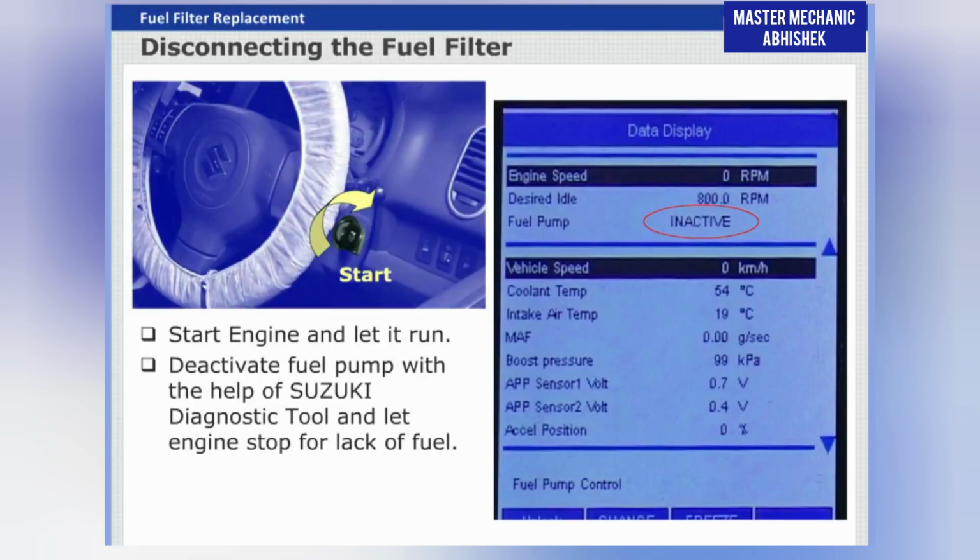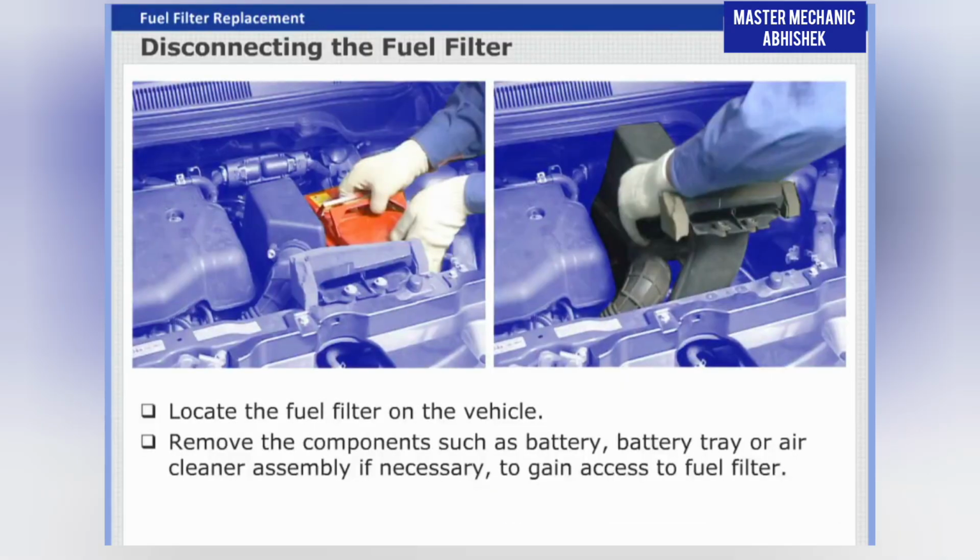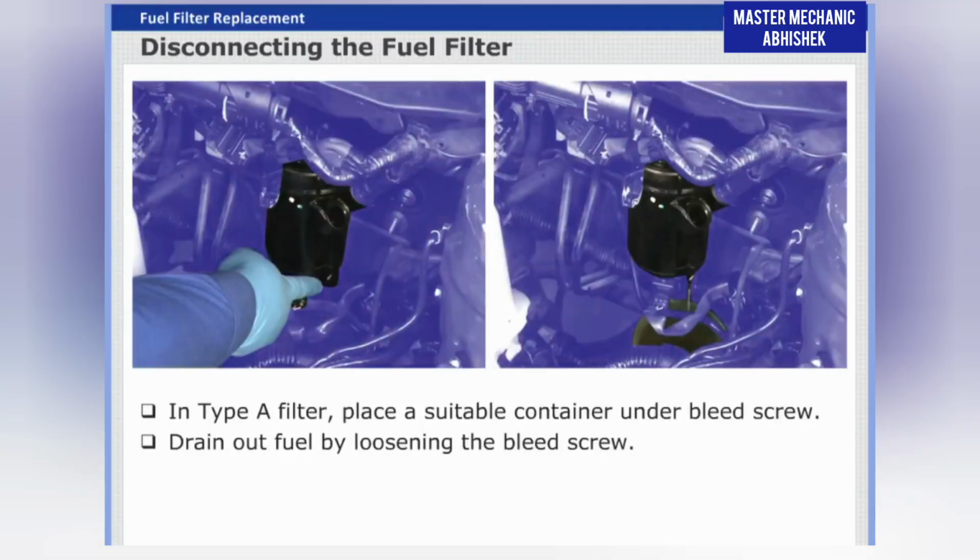Deactivate fuel pump with the help of Suzuki diagnostic tool and let engine stop for lack of fuel. Locate the fuel filter on the vehicle. Remove the components such as battery, battery tray or air cleaner assembly if necessary to gain access to fuel filter. In type A filter, place a suitable container under bleed screw. Drain out fuel by loosening the bleed screw.